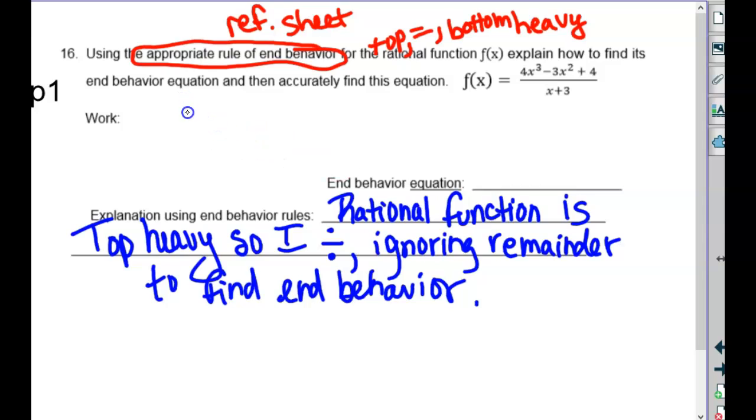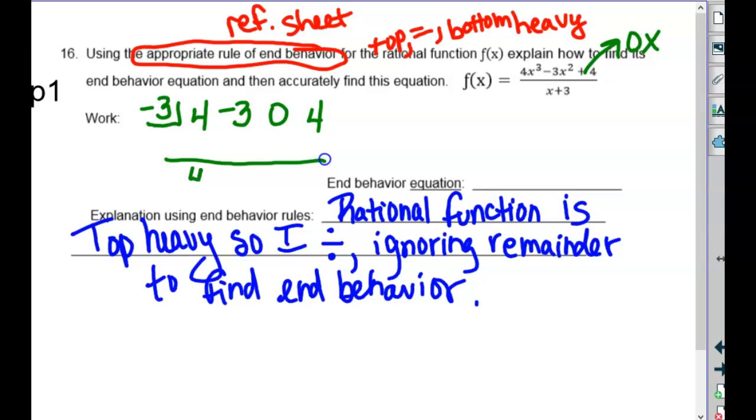Can we use synthetic? Sure can. What will go in the little box? -3, because it's got to be what makes that 0 in the denominator. Now, be careful. I think this one needs a 0, doesn't it? Because there's no x term in there. So we'd have 4x cubed minus 3x squared plus 0x plus 4. Bring down, multiply, add. Multiply by -3 and we get 45. Add to 0, we still have 45.